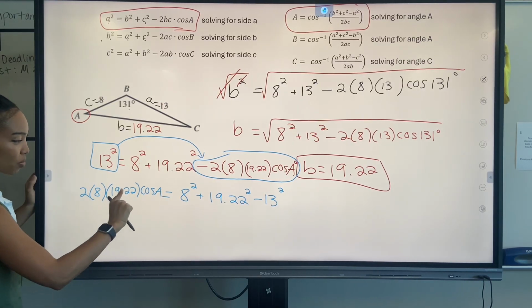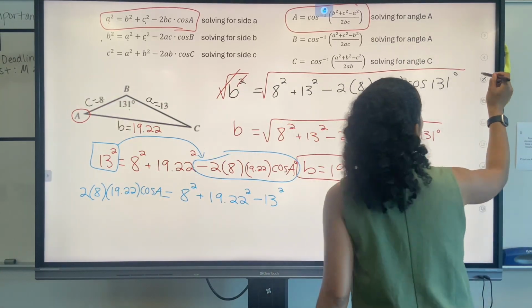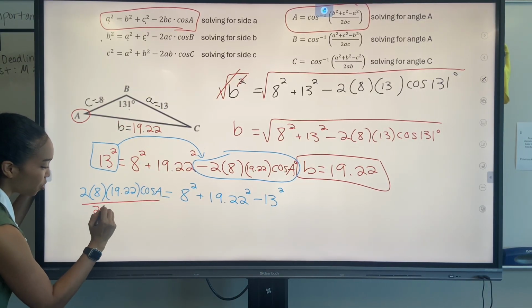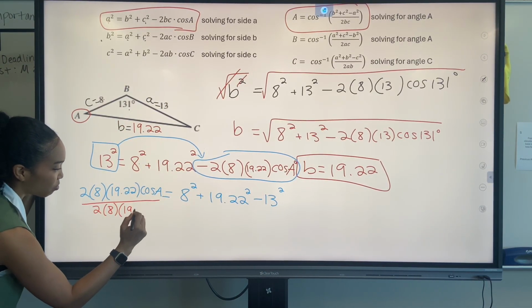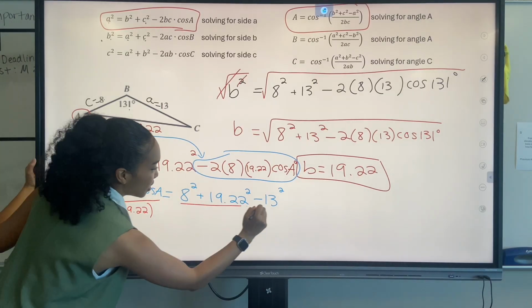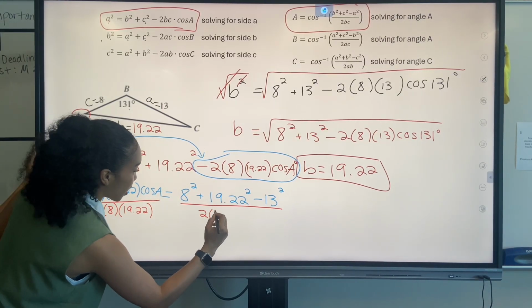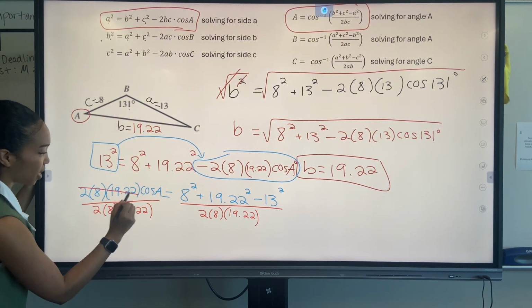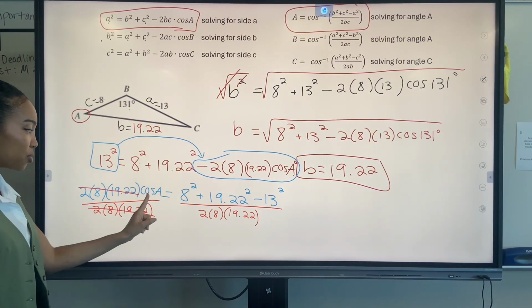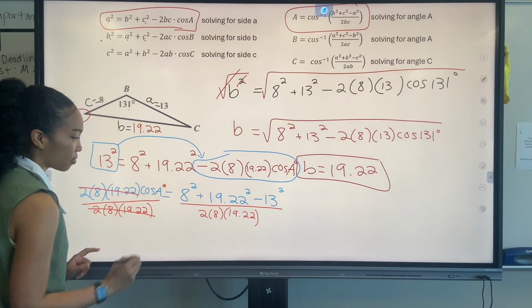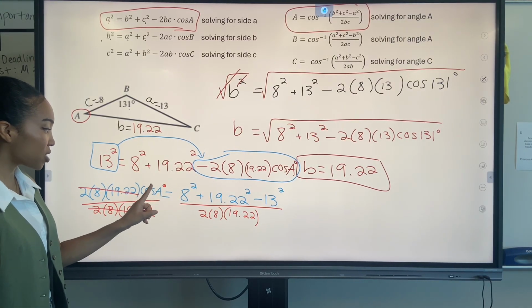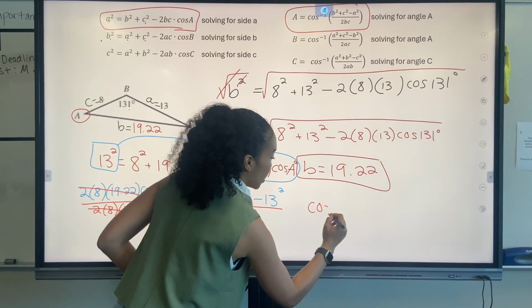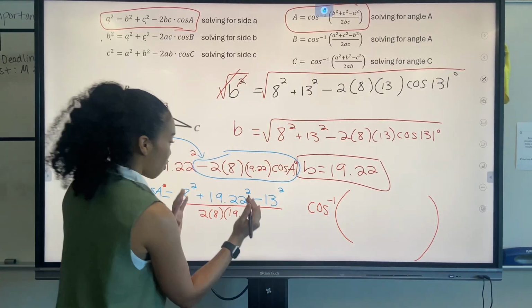Okay, these are all being multiplied. So to get rid of it, you need to divide. So I'm going to divide this side by 2 times 8 times 19.22 and divide this side by 2 times 8 times 19.22. Those cancel out, and I'm left with cosine A. That's an angle. So if you want to find the angle, you have to do the inverse. So I'm going to do cosine inverse of all of this.